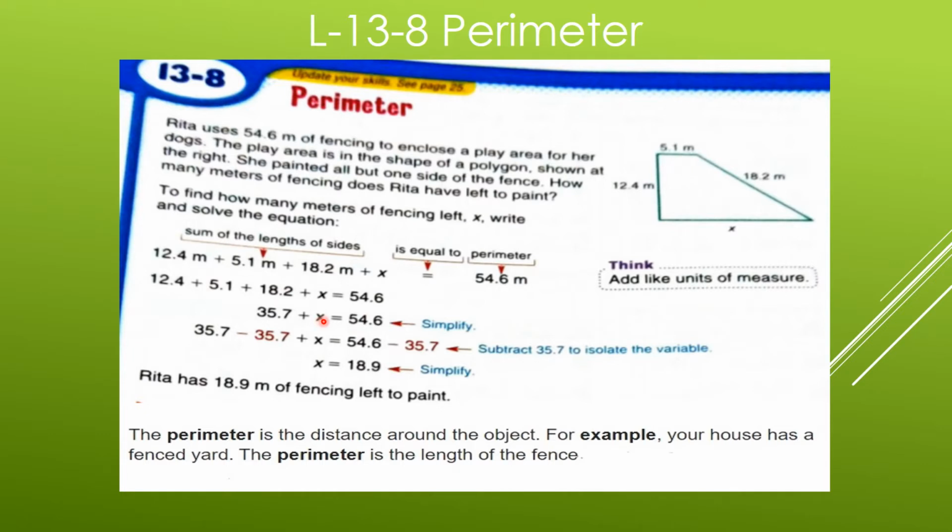Then how to find x? This is your equation. How to solve? Isolate x by subtracting 35.7 from both sides, and you can find x is equal to 18.9. That means what is in this one? Rita has left to paint. What side is left? x. And what is this? Fencing is 18.9 meters of fence left to paint. This one is clear?